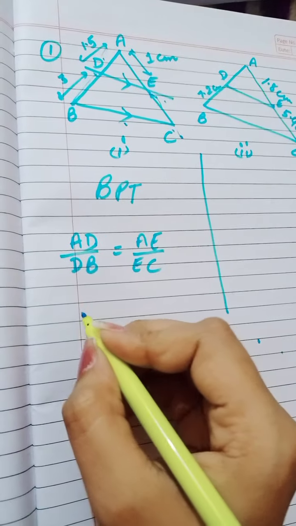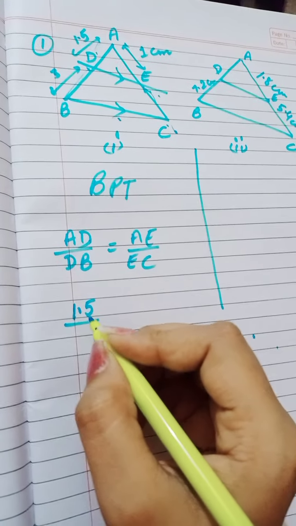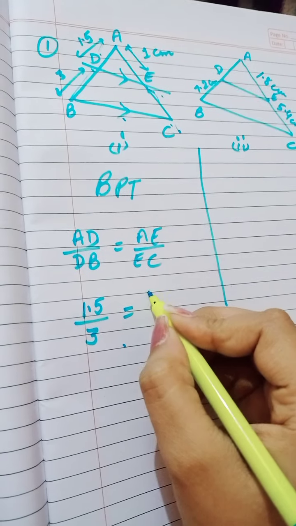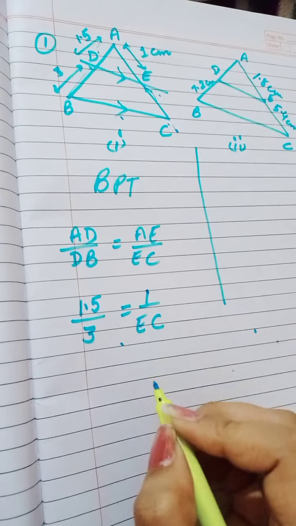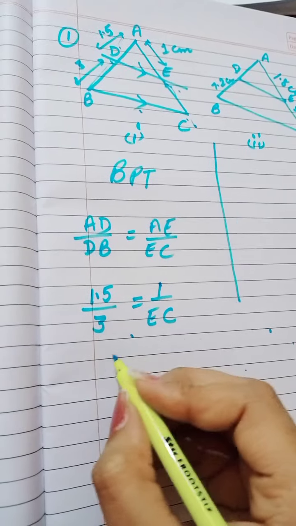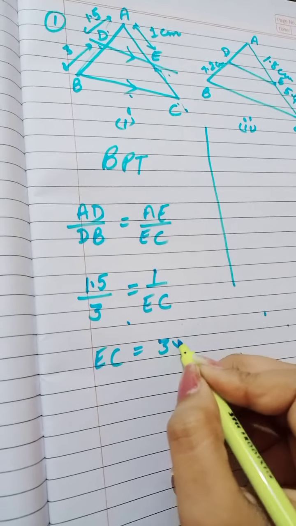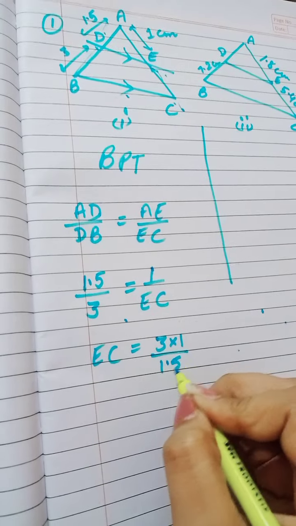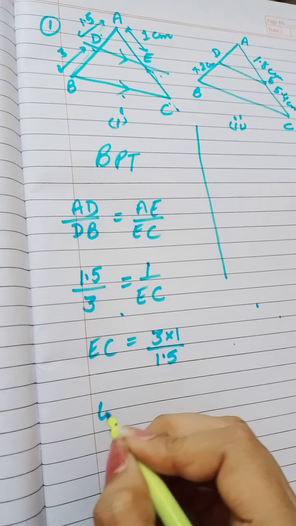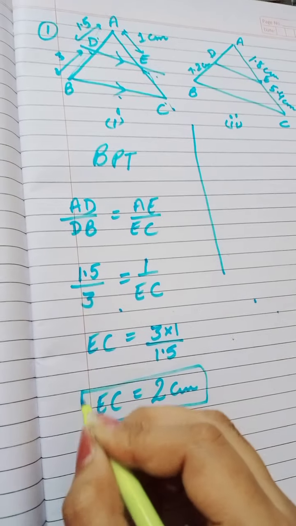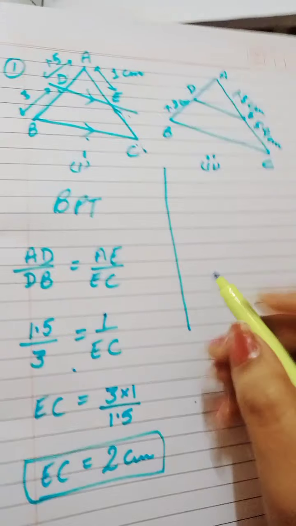AD over here is 1.5, DB is given in the question, 3 centimeter, AE is 1, EC we don't know. After cross multiplication, you can find the value of EC. It would be 3 into 1 divided by 1.5. When you solve it, EC would be 2 centimeter. Clear? So this is the first type of question.